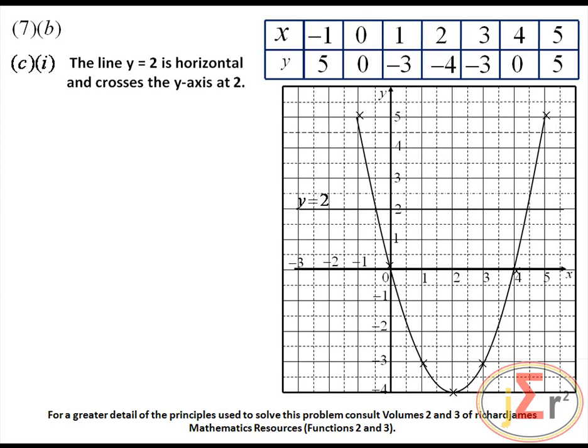So where do we see that the curve meets the line? Right there. And of course we are writing down the x values where the curve meets the line. So we have x is equal to negative 0.5 and of course 4.5.